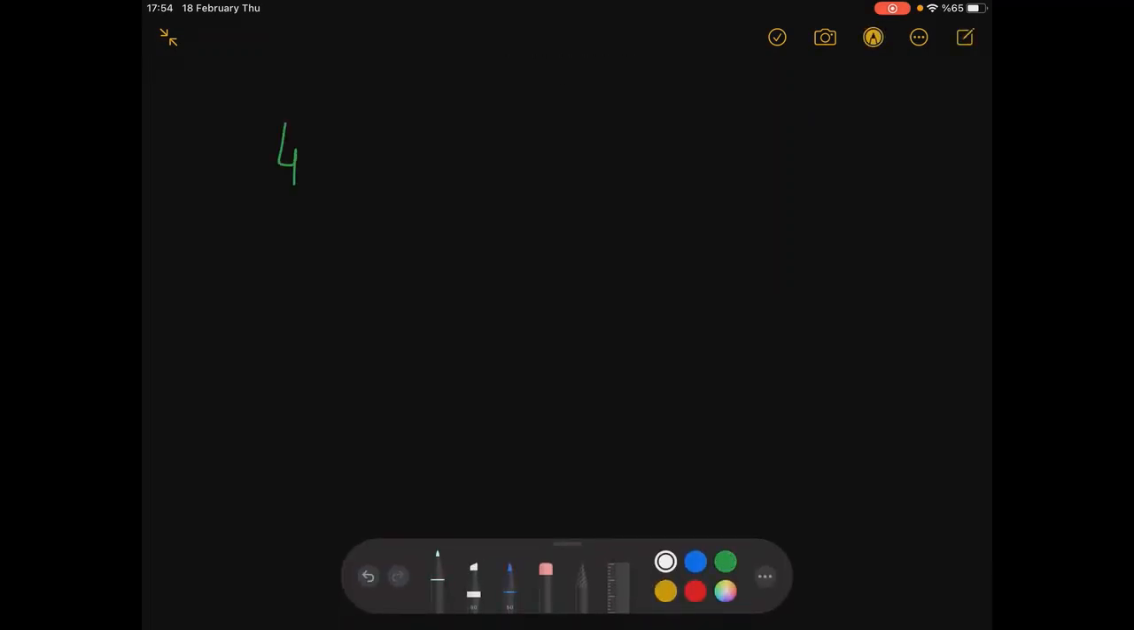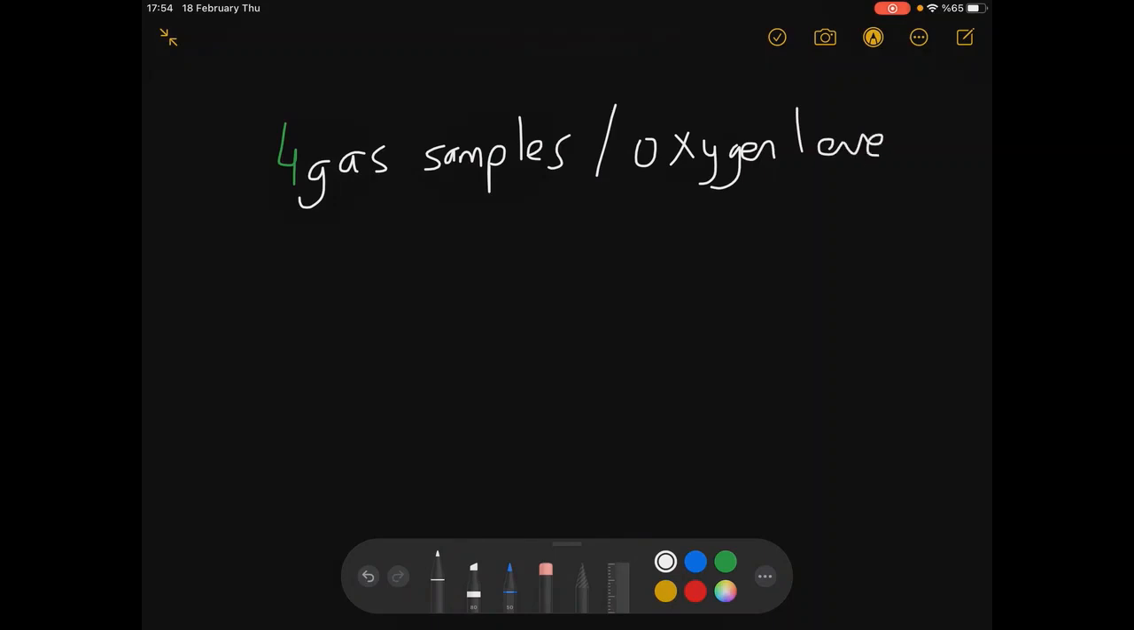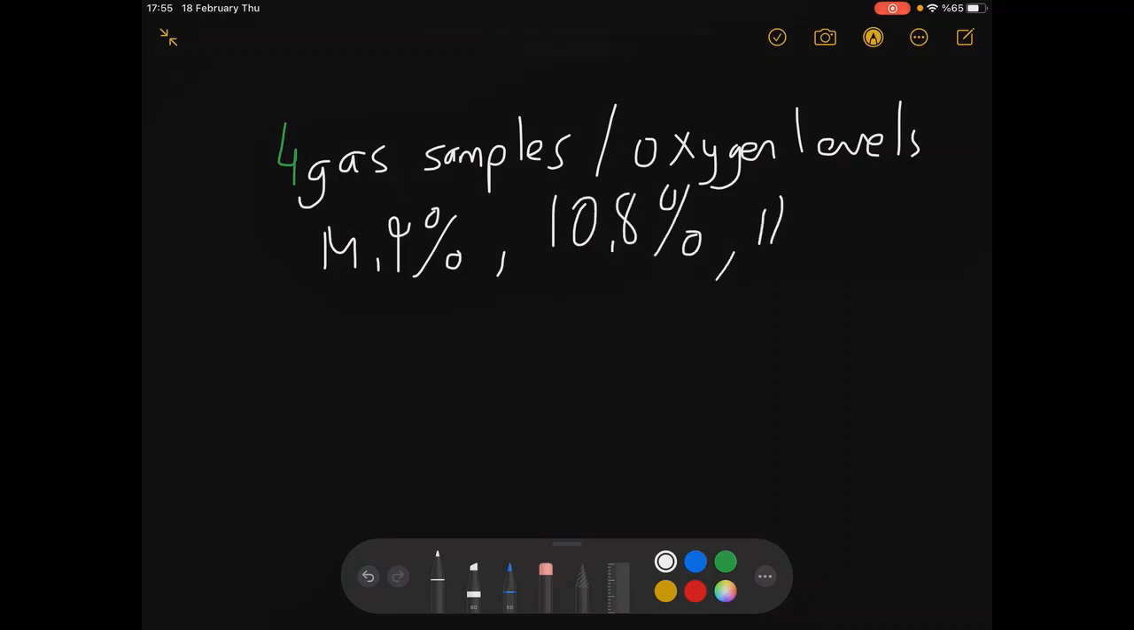So suppose that you have four gas samples and you record their oxygen levels. For example, 14.9%, 10.8%, 12.3%, and 23.3%. Okay, these are your samples.